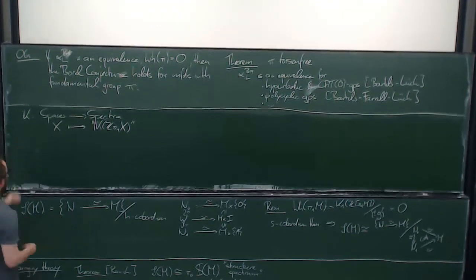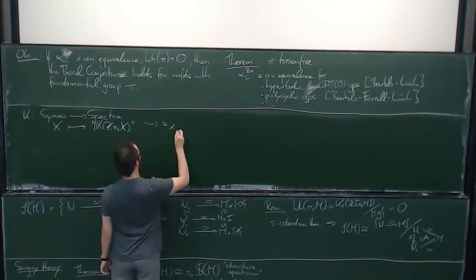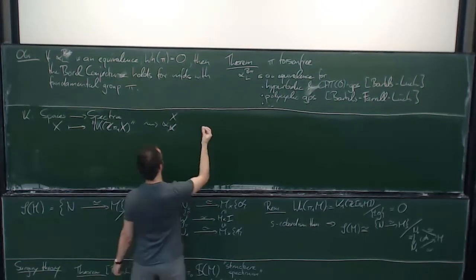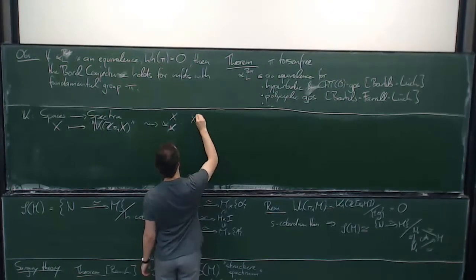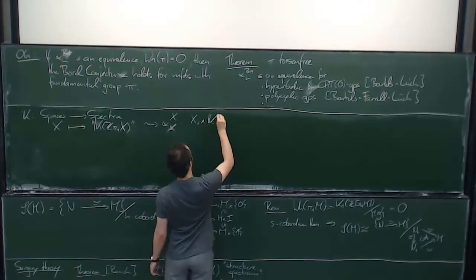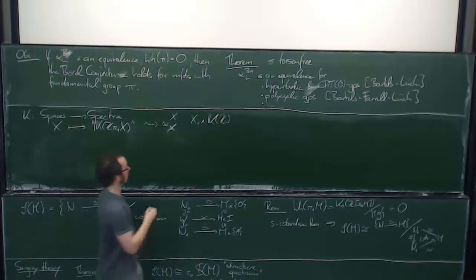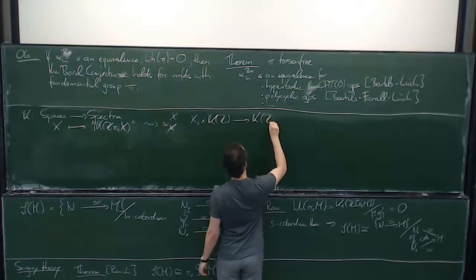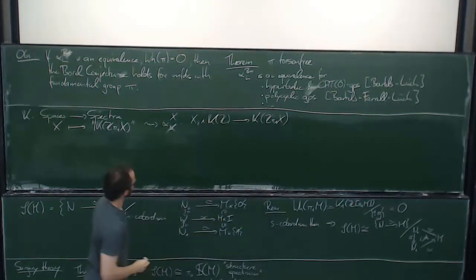And then by the same procedure, we obtain an assembly map, alpha K X, which goes from, well, let me just say, X plus smash K of a point. K of a point will now just be the K-theory of the integers, and maps to the K-theory of Z pi 1 X.